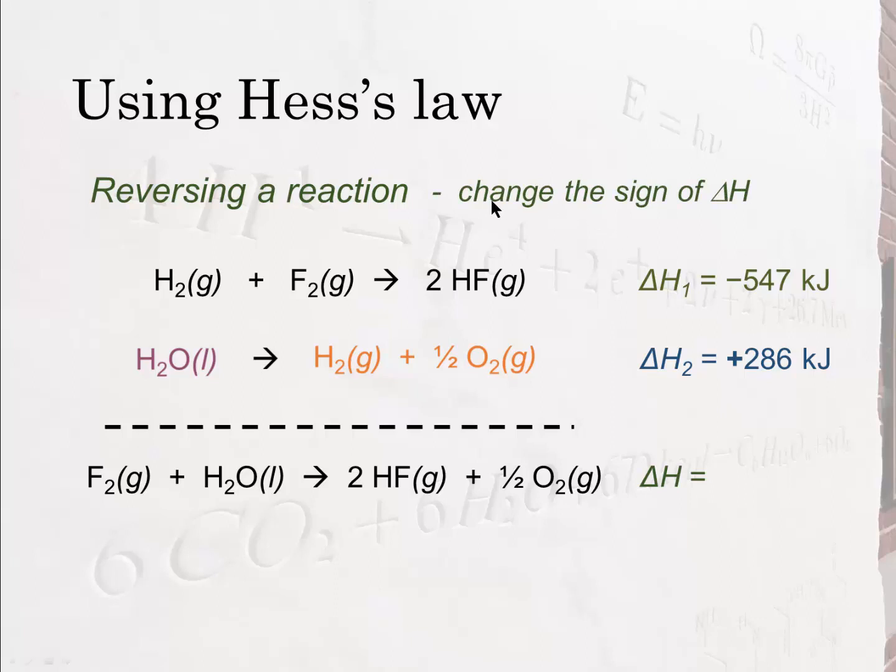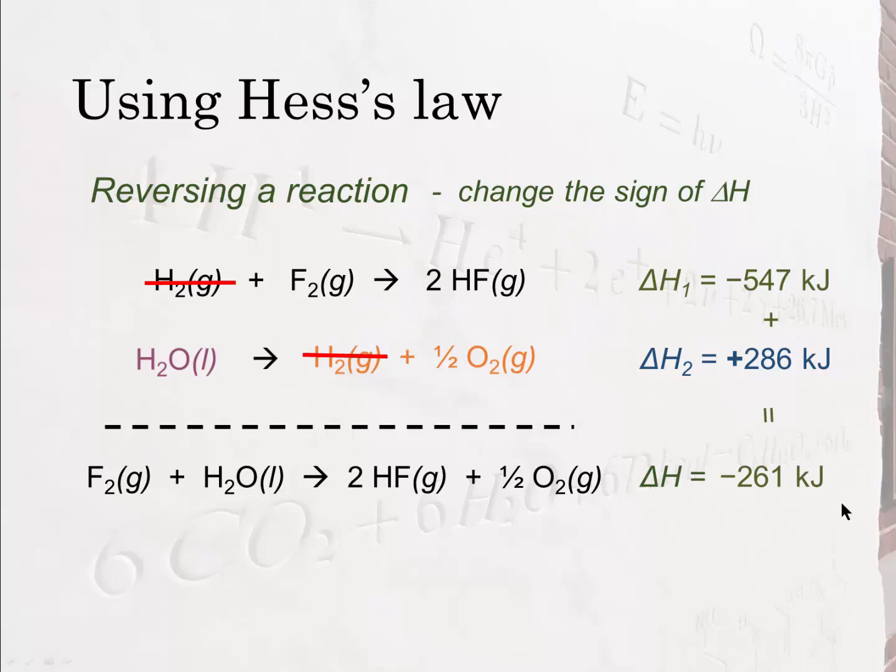After I've done all of this, H2 cancels and the sum of the first two steps adds up to the overall balanced equation. 1 mole each of fluorine and water reacting to form 2 moles of HF and half a mole of oxygen, with an enthalpy change of negative 261 kilojoules.